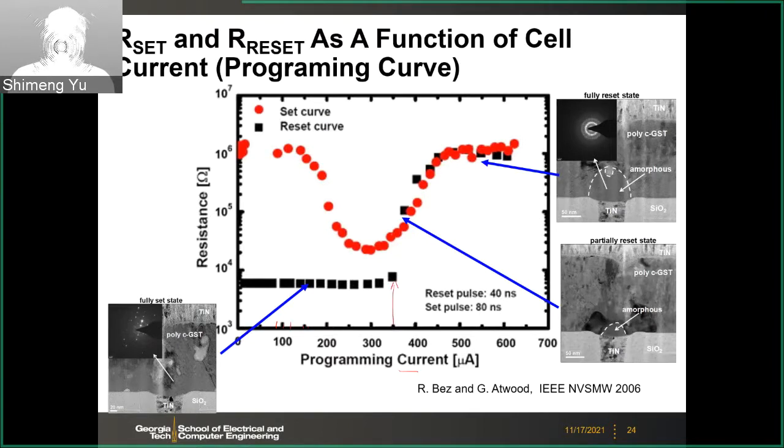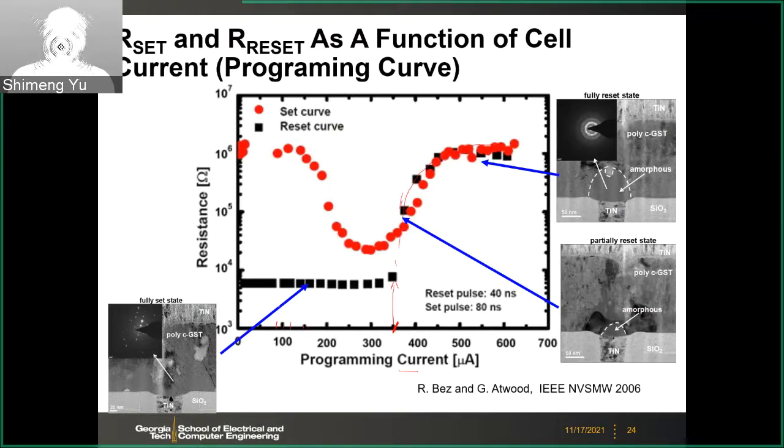You have to ramp up the current until here, like 350 microamps. Then you will see the resistance change, because now this is the critical current you need to pass to generate enough heat, to make the temperature high enough. If you further increase the current, then, as you recall from the animation, the volume of the high temperature region will further increase. So you will get more and more region in the amorphous state, and the resistance will keep increasing.